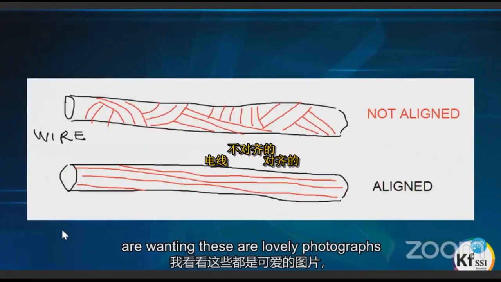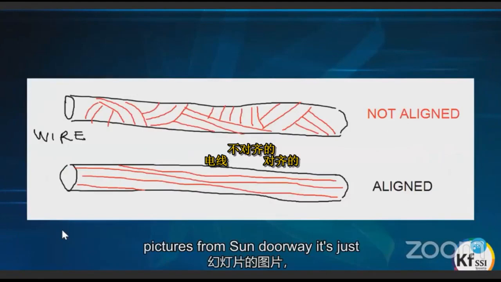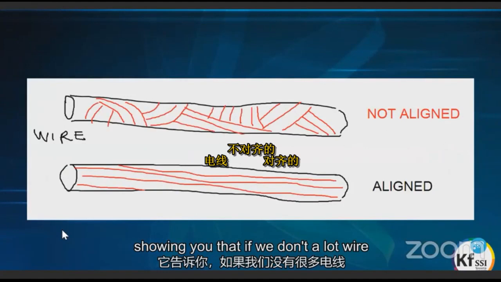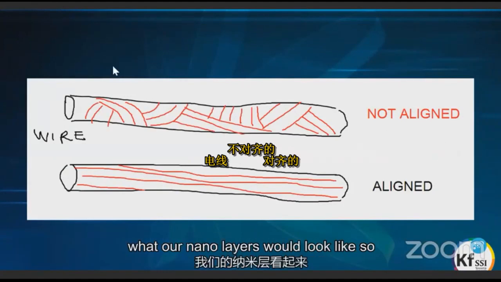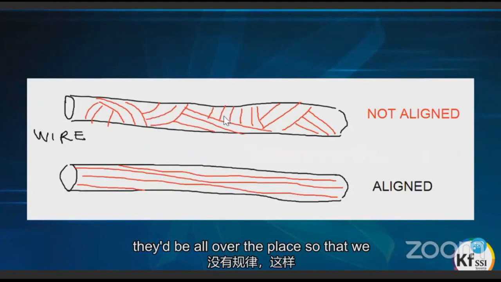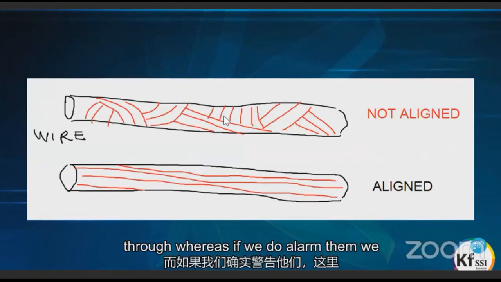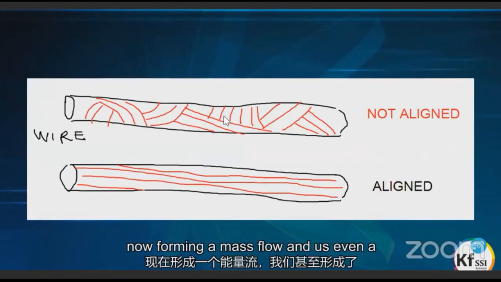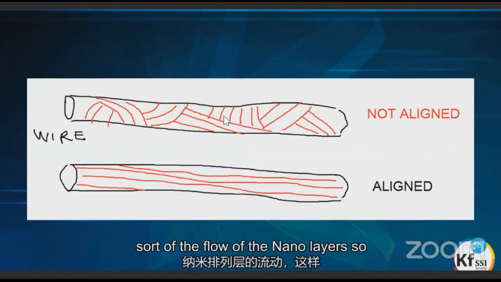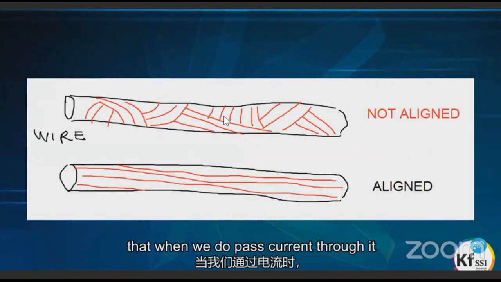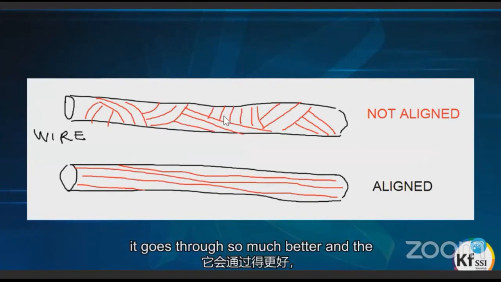And these are lovely photographs, pictures from Sandor, just showing you what our nano layers would look like if we don't align the wire. They'd be all over the place, so we wouldn't get a very good flow coming through. Whereas if we do align them, we're now forming a nice, even flow of the nano layers, so that when we pass current through it, it goes through so much better.